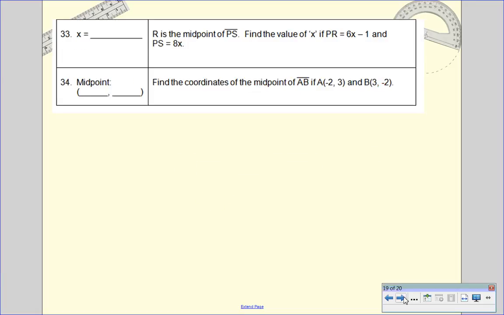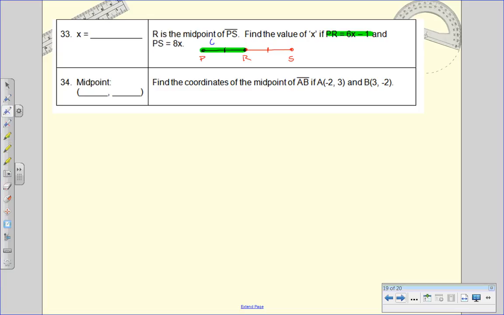Okay, 33, R is the midpoint of PS. If R is the midpoint, and notice this is segment PS, so let's draw my segment PS. R is the midpoint. Midpoint means it breaks it into 2 equal parts. We want to find the value of S. If PR is 6x minus 1, so I will label that as 6x minus 1, and PS, notice PS is the entire amount, so PS is equal to 8x.